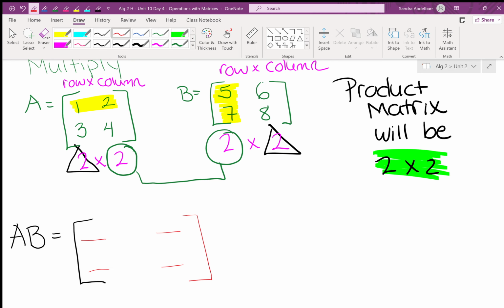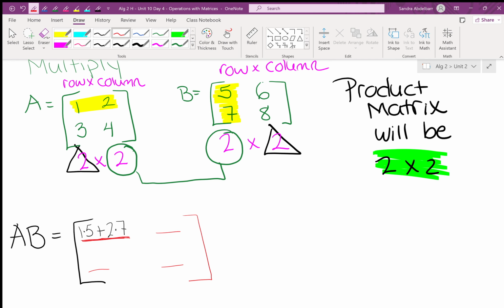So now how do I fill all these elements? First we're going to do the first row times the first column. What does that mean? I'm going to have 1 times 5 as my first element, plus, so the first element paired with the first element, plus, and now you take the second element paired with the second element of that column. So plus 2 times 7. And that will represent our first element in our product matrix.